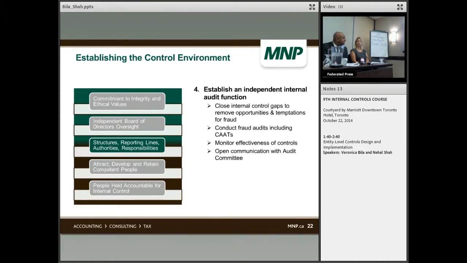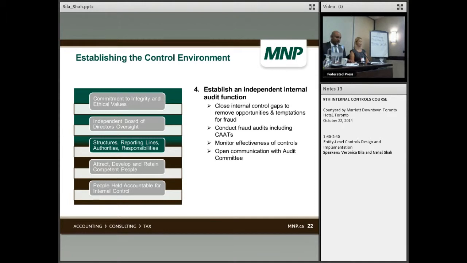And then to ensure that the function remains independent and has open communication with the audit committee, we'd expect to see that the structure in which the function works is that they report functionally to the audit committee, but administratively to senior management, so that they are able to remain independent and have a direct line of sight and communication to the audit committee.